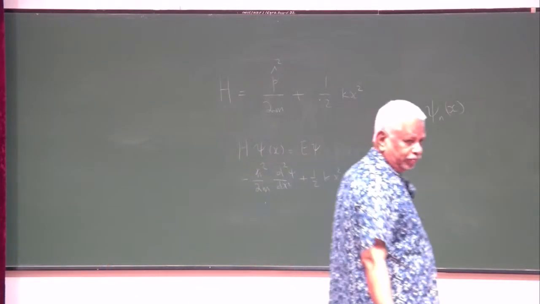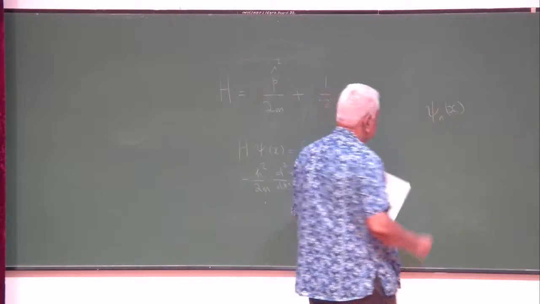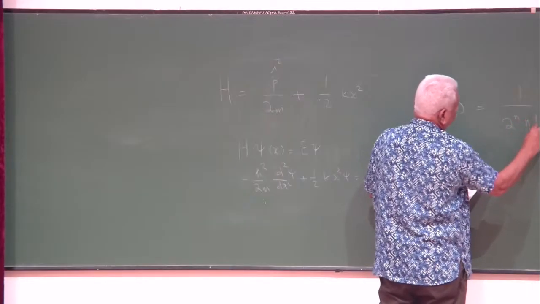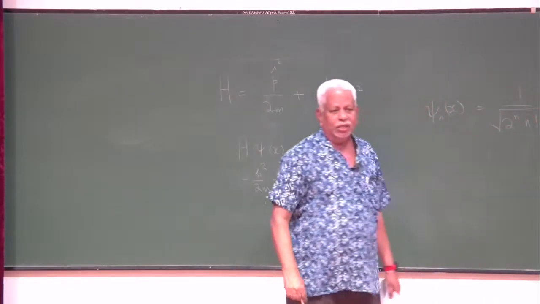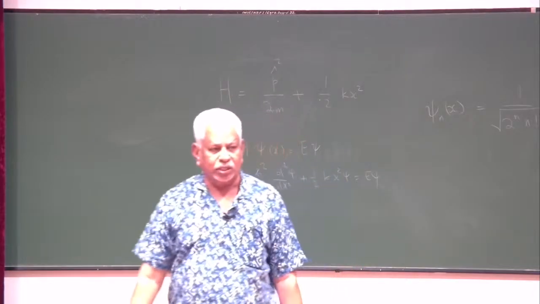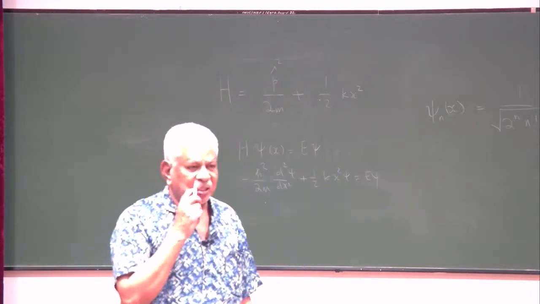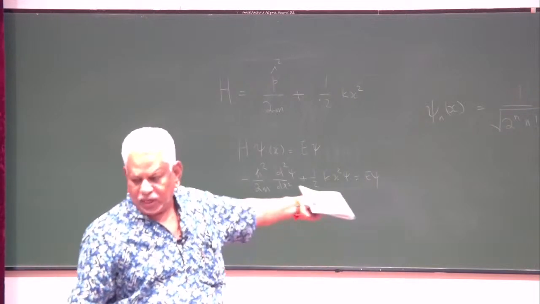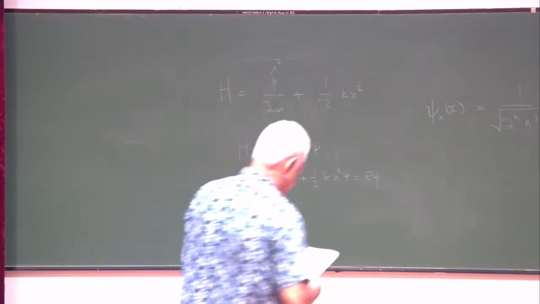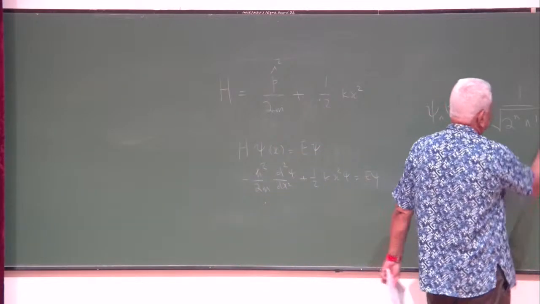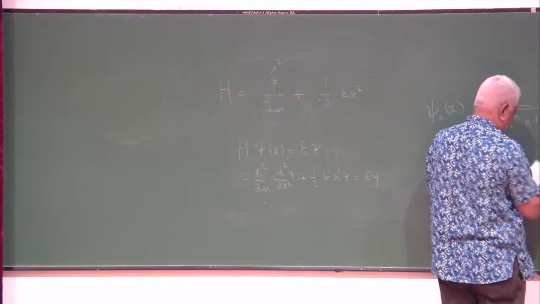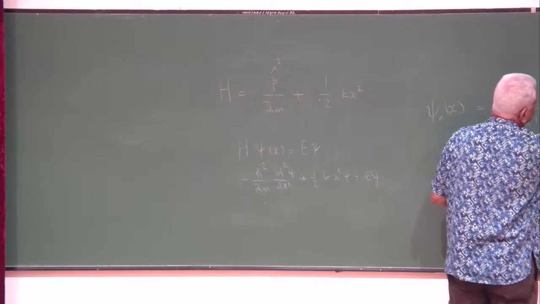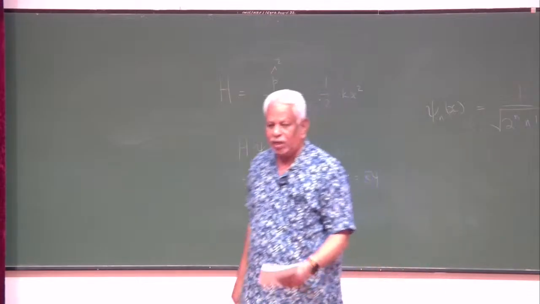I will write down the solution, which is equal to 1 divided by the square root of 2 to the power n factorial. This number is the normalization constant, because if you integrate the rest of the function I have given you, you will get some finite number, and you divide by the square root of that. And then you will have m omega divided by pi h bar to the power 1/4. It looks messy, but I will give it to you anyhow.